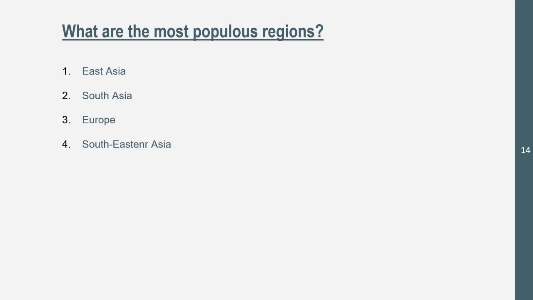Alright, so what are the most populous regions? The most populous region in the world is East Asia. We have China there. China has the most people in the world. That kind of influences that. Number 2 is South Asia. We have India in South Asia. That's the second most populous country in the world.